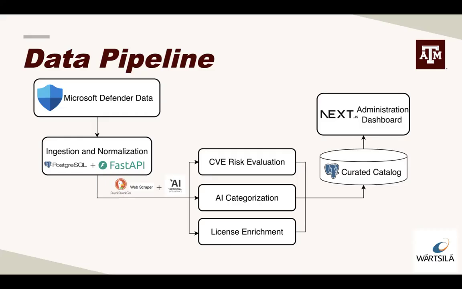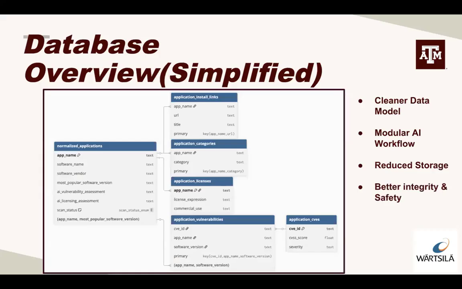All enriched results are stored in our curated catalog in the PostgreSQL database. This catalog is then connected to our Next.js administrative dashboard, giving the IT team an up-to-date view of risks, categories, and recommended applications. The data pipeline is fully automated and supports scaling across Wartsilla's global operation.